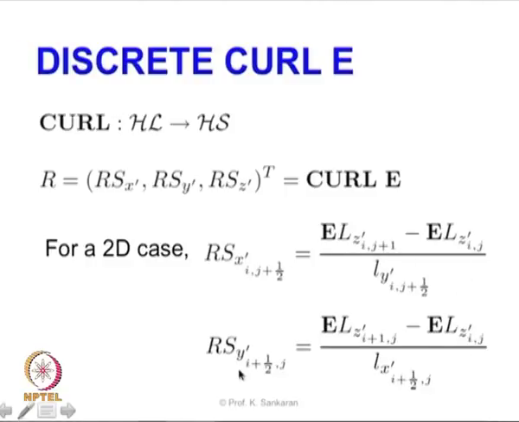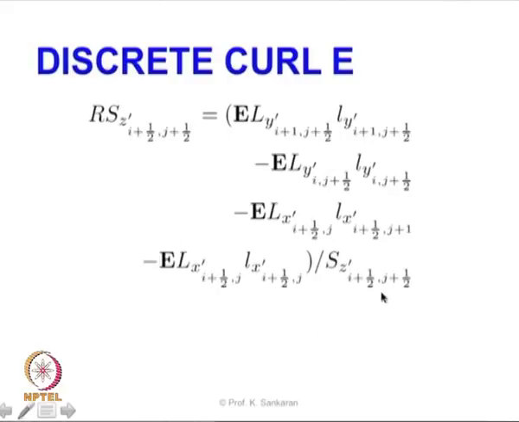The second component will be with respect to x. So you see I plus half comma j. So it is the dou Ez divided by dou x component in 2D. So it is EL z prime I plus 1 comma j minus EL z prime I comma j. As you can see, what we are doing is forward differencing with respect to y prime and forward differencing with respect to x prime. So these are the forward differencing. We are going to do forward differencing for E field.